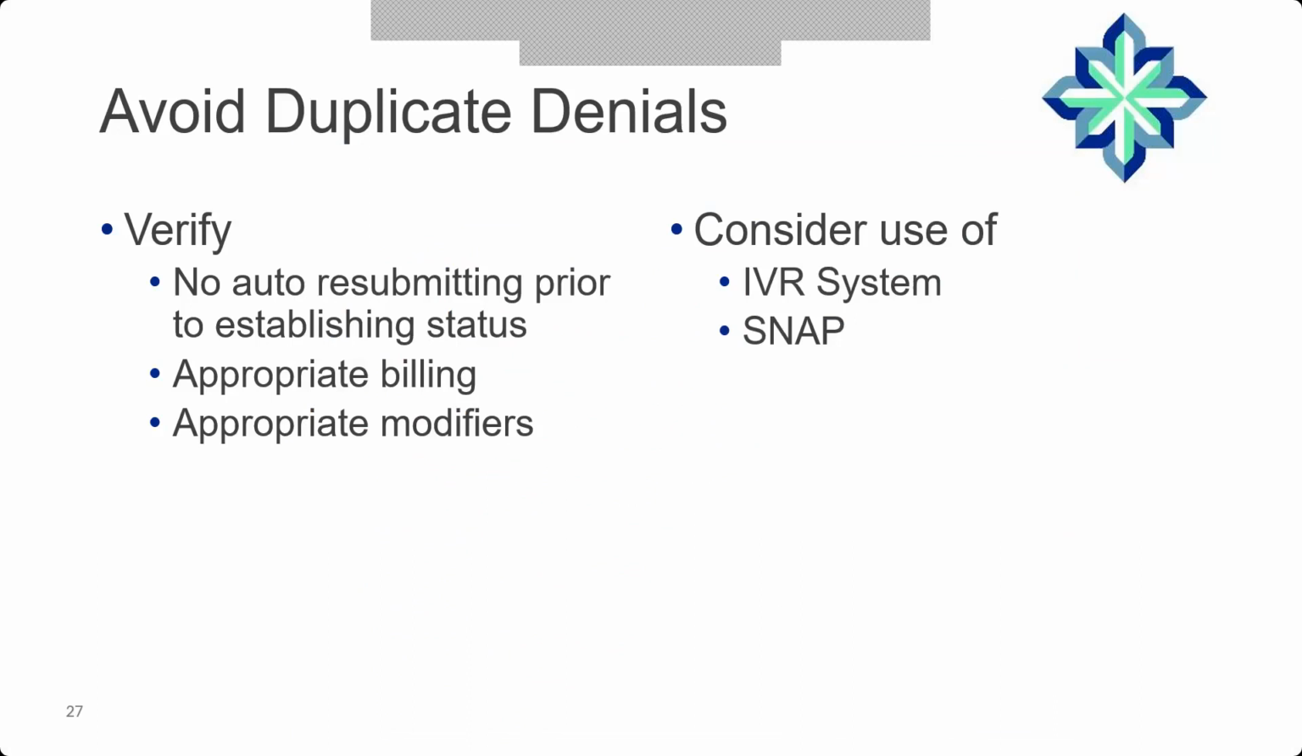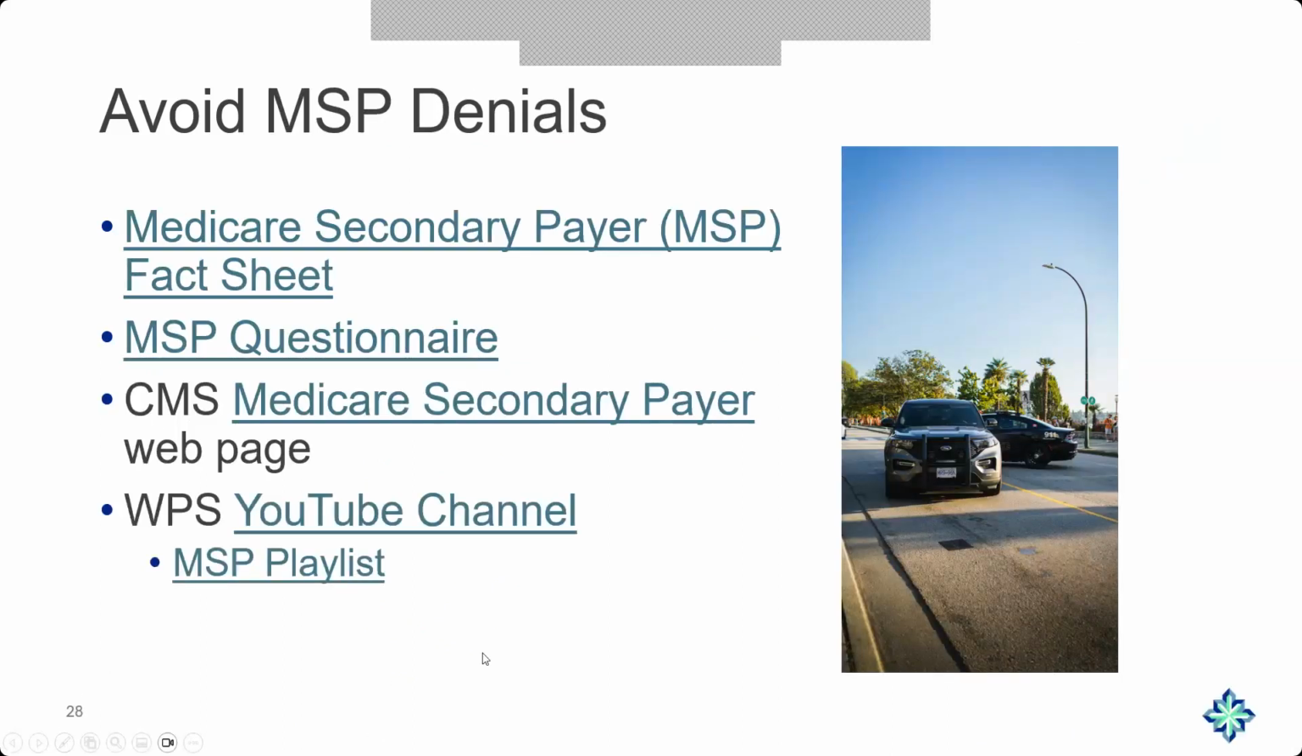Sometimes there are modifiers that you need to append to tell us or to tell Medicare, this is a repeat procedure by the same provider on the same day, or this is a repeat procedure by another provider on the same day. So make certain that when the situation calls for it, that you're using an appropriate modifier to avoid a duplicate denial. You can consider the use of the IVR system or SNAP to see if the claim has already been processed or is in process.